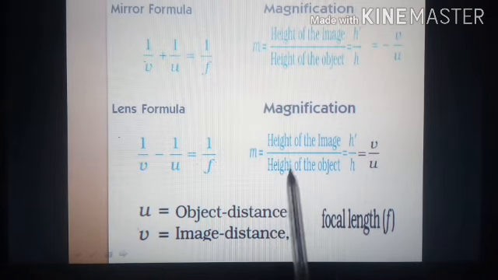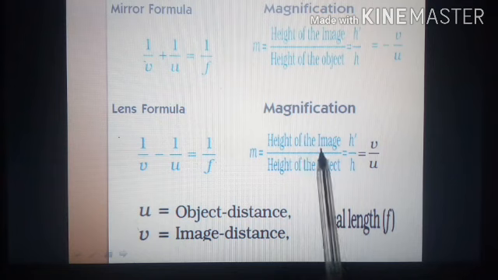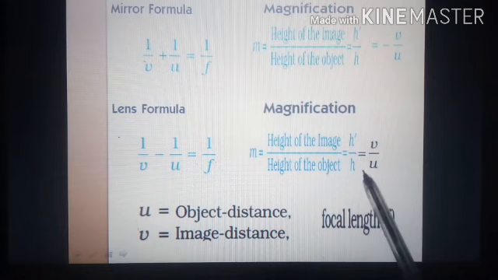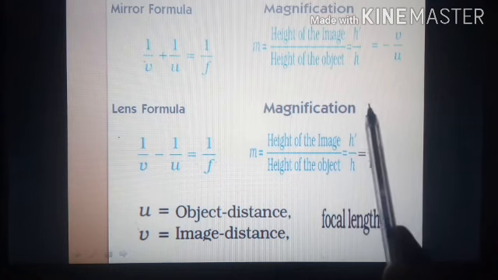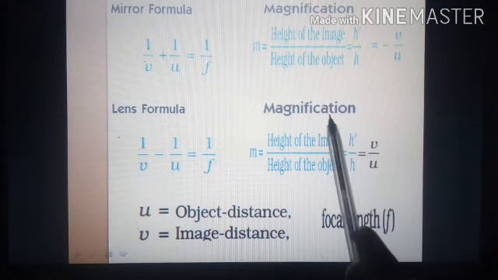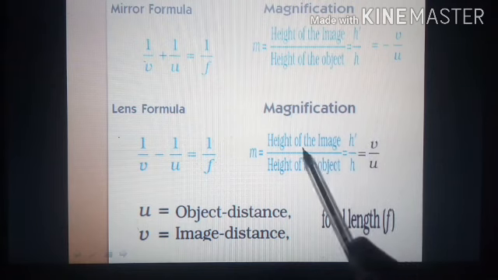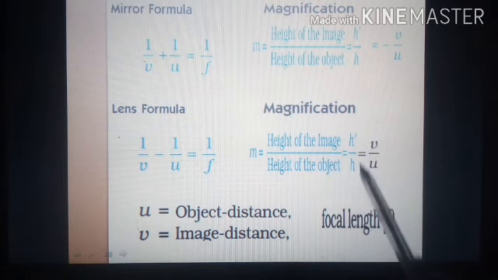Next, magnification is how much the object can be magnified. So the image is a magnified image. Magnification means how many times bigger or smaller the image is compared to the object. That is called magnification. It is taken as the height of the image by the height of the object, h dash by h.